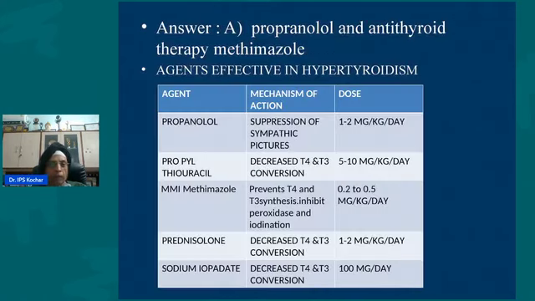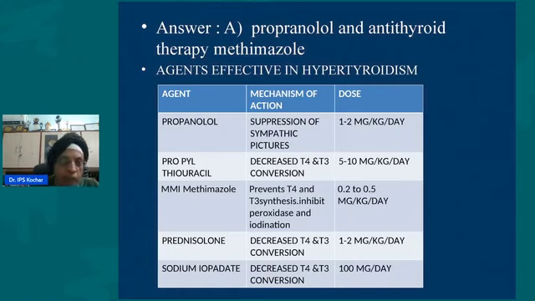Antithyroid therapy with methimazole. Propranolol is there. What is the action? Suppression of sympathetic effects, 1 to 2 milligram per kg per day. Then PTU is also there, propylthiouracil, which decreases T4 to T3 conversion, 5 to 10 milligram per kg. Methimazole prevents T4 and T3 synthesis, so you can't synthesize them.